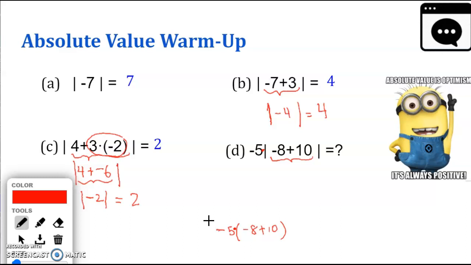So now let's evaluate what's inside first. -8 plus 10, that's going to be +2. Now that we have just one number inside the absolute value symbol, we can evaluate this and get rid of the symbol. What is the absolute value of 2? That's just 2. So this is just plain 2 without the absolute value symbol. We have applied the absolute value, and then we're multiplying that to -5. So -5 times 2 is going to be -10. And that is my final answer for this problem: -10.